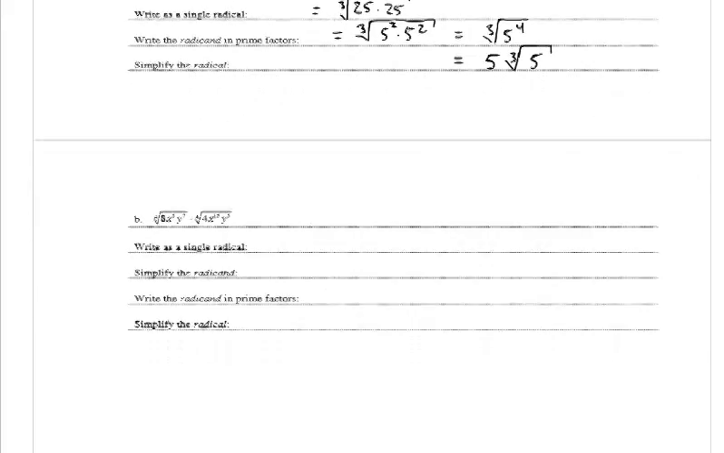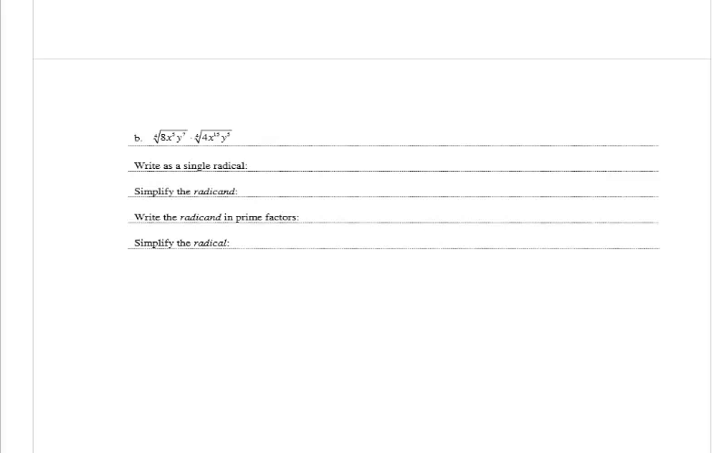In B, we have the fourth root of 8x to the 5th times y to the 7th times the fourth root of 4x to the 15th y to the 5th, and it wants us to write it as a single radical. So we have the fourth root of 8x to the 5th y to the 7th times 4x to the 15th y to the fifth.